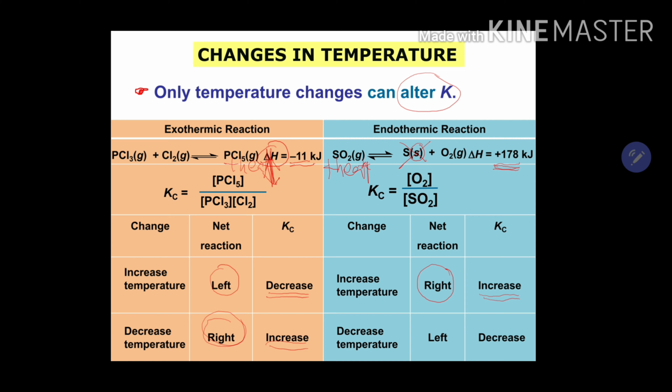And the second one is if we decrease the temperature, the heat is decreased. If the heat is decreased, the system will increase heat. How to increase heat? It will shift to the left. So when it shifts to the left, the Kc will decrease.